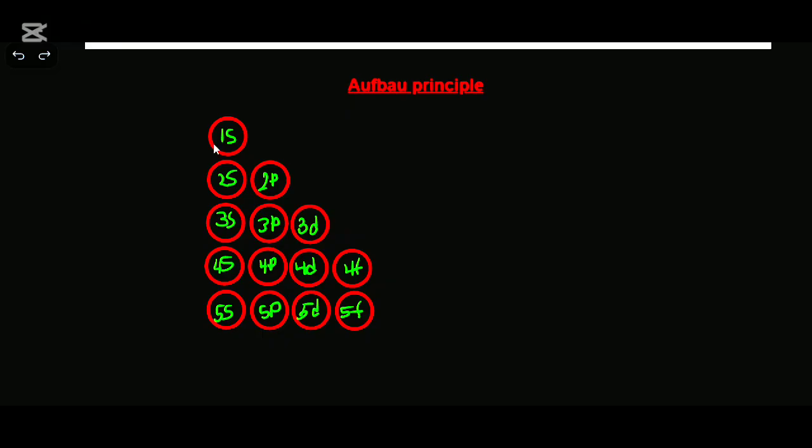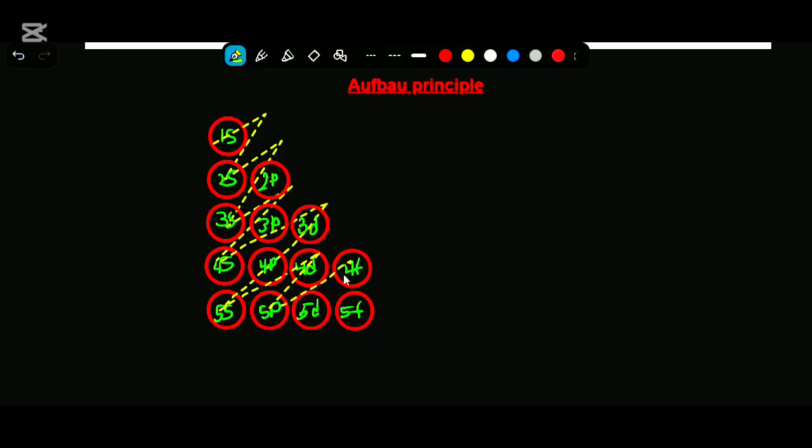First they fill into the 1s orbital, then 2s, then 2p, 3s, 3p, and after that it's not 3d, it's 4s, then it fills 3d, 4p, 5s, then it fills 4d, 5p, 4f, 5d, like that.